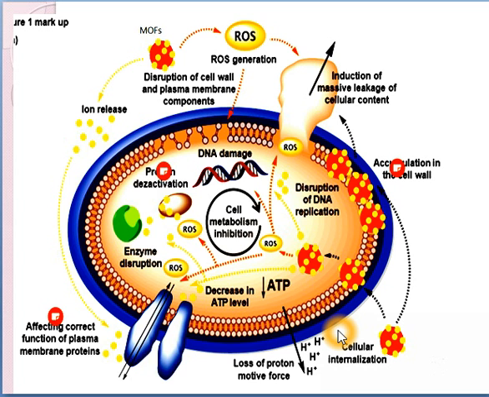For instance, these ions could cause DNA damage and affect correct function of plasma membrane proteins. In addition, disruption of cell wall and plasma membrane components. Furthermore, they cause disruption of DNA replication and enzymes, also decreasing the ATP level and affecting reactive oxygen species generation. All these different mechanisms do the trick to inhibit or kill bacteria.